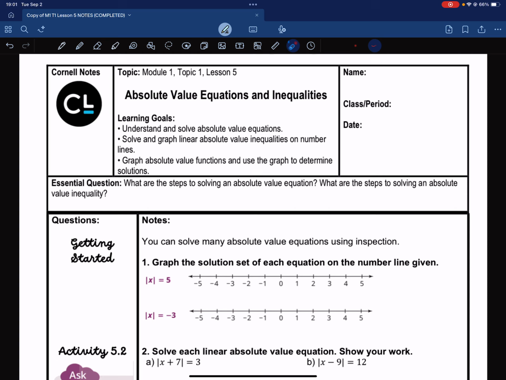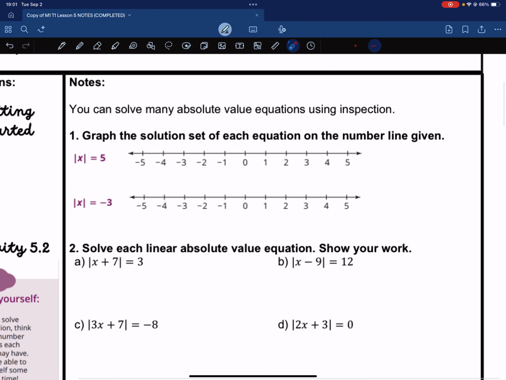By the end of this lesson, you should be able to answer these essential questions. What are the steps to solving an absolute value equation? And what are the steps to solving an absolute value inequality? So here we go. You can solve many absolute value equations using inspection.